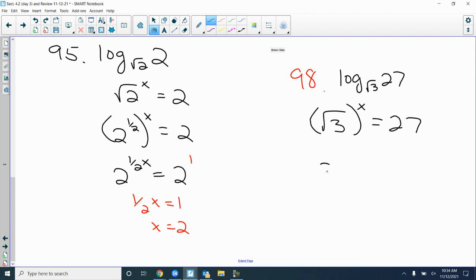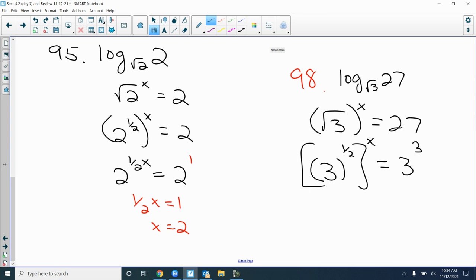Yes. It's hard to explain it. That's 3 to the 1/2 to the x equals 3 cubed. Well, this just gives you a little bit more structure. I'm just going to set that up. Some people need that structure. Some people can think about it differently, which is fine.